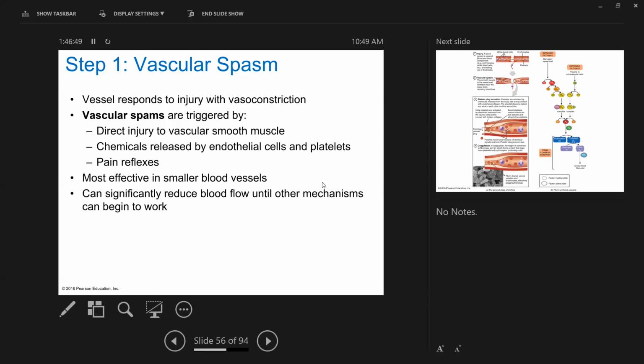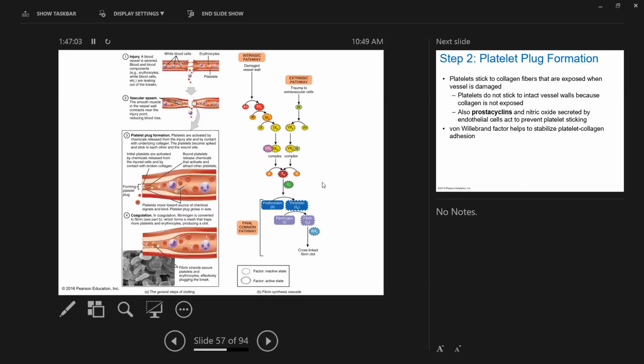So let's assume we have a penetrating injury to a blood vessel and we're still bleeding out. We've gone through the vascular spasm and nothing's working yet. It's still bleeding. So the second step is what we call the platelet plug formation. And what we're seeing here, there's the injury at the top, some sort of penetrating injury to a blood vessel. We have our vascular spasm. You see step 2 here, the vessel constricts to try and stop the bleeding. The next thing is the platelet plug.